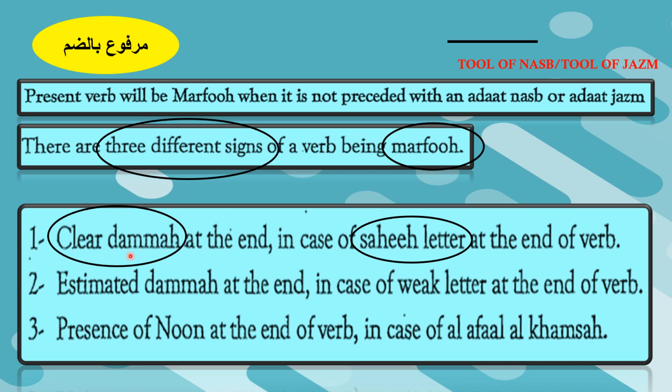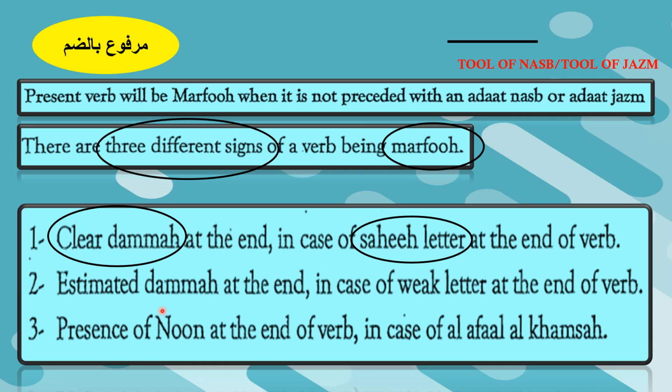The first one is the clear dhamma that you see on the last letter of the Fel Mudaare. You see a clear visible dhamma. And the second one is the estimated dhamma. What is estimated? It means if you find a Fel Mudaare and it has a weak letter at the end of it. As you know, the rule about the weak letter is that it does not carry any haraka above it. So if it is in Marfu, it should have a dhamma.